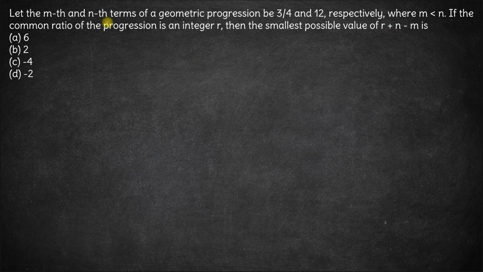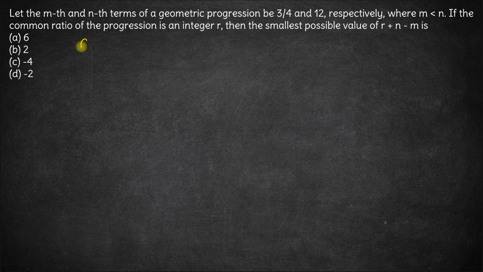Hi, here we are given that the mth and the nth terms of a GP are 3 by 4 and 12 respectively, where m is less than n. So n is a higher term, m is a smaller term. Now if the common ratio is an integer represented by r, then the smallest possible value of r plus n minus m is equal to what?